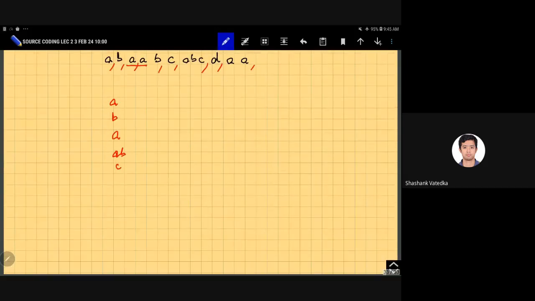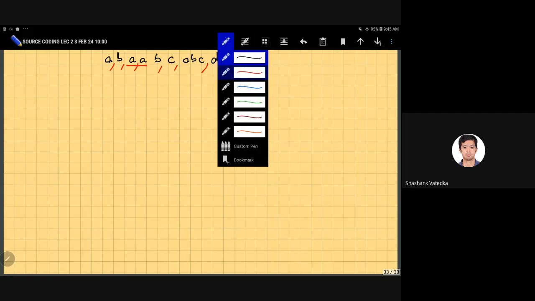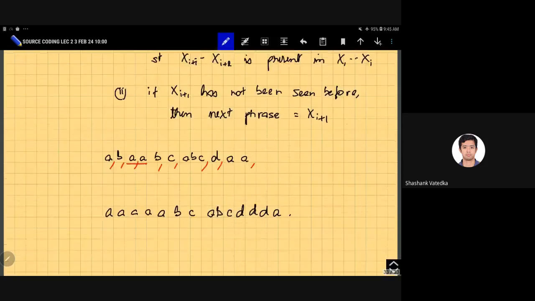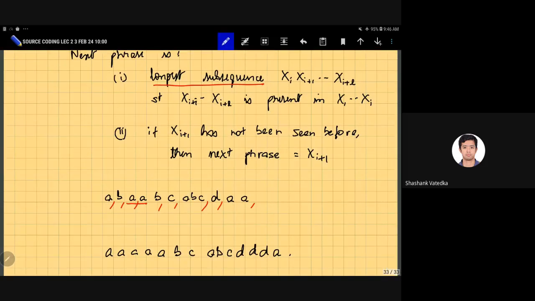Okay, so let's do some more examples. Now, say that I have the following sequence: A, B, A, A, B, C, A, B, C, D. Now, can you tell me what is the partition of this sequence into phrases according to the rule? Okay, so let's maybe do this step by step.